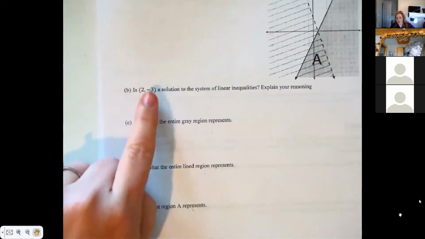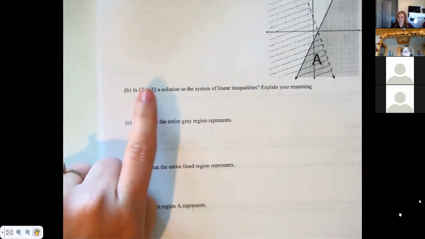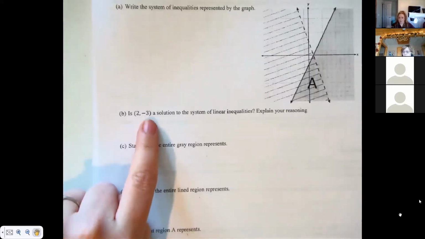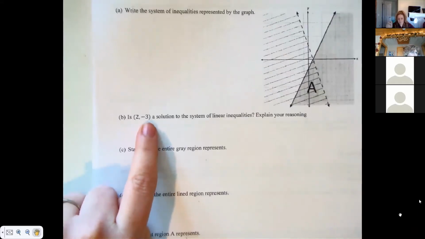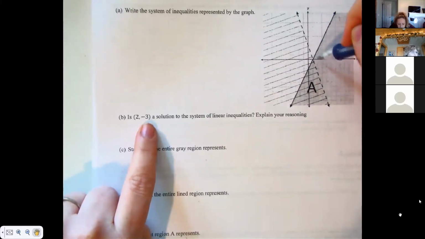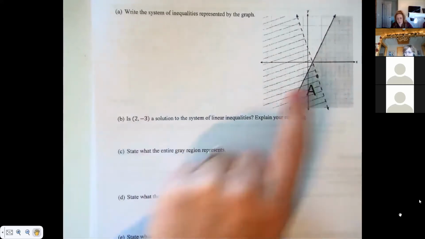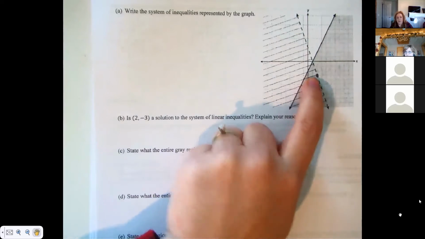And the only thing we have to talk about really quickly is, is 2, -3 a solution to this system? Okay, first I'm gonna find it. So here's 1, here's 2, here's -1, -2, -3. Okay, so this is the point it's talking to me about.